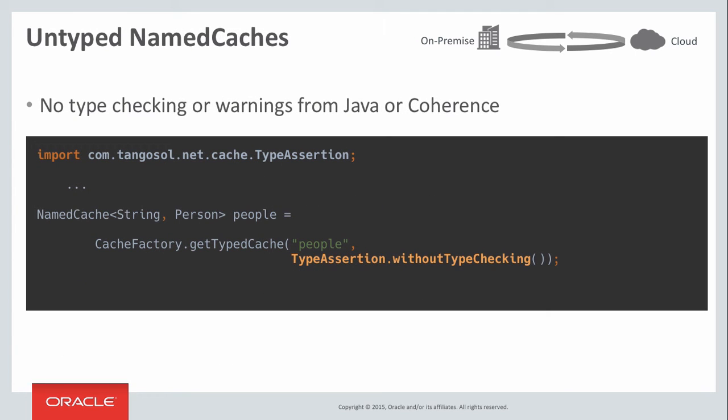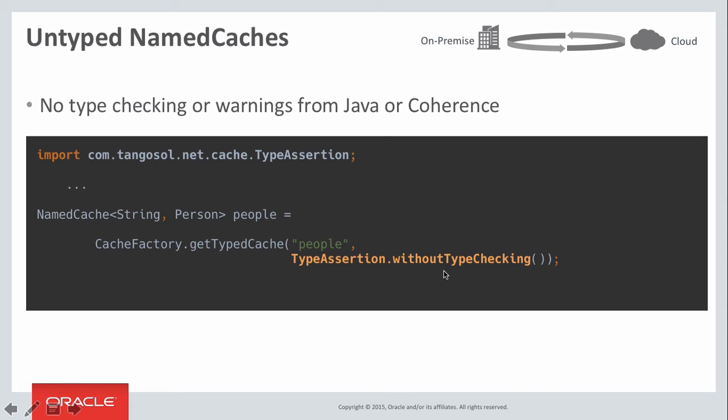The weakest approach is to completely turn off type checking altogether. To do this, you do this when you want to use generics but have no intention to declare the types, and you're basically saying to Coherence, look, I know what I'm doing, I'm going to look after the types, don't ever warn me. So again, we use one of our helpers, we say type assertion without type checking.